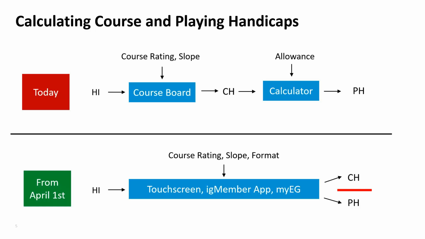The key thing is that the biggest challenge we have is that we have to educate and coach people that you can no longer calculate your playing handicap directly from your course handicap. That's one of the big behavioral changes we need to make: the calculation of course handicap and the calculation of playing handicap should be viewed as two completely independent activities.